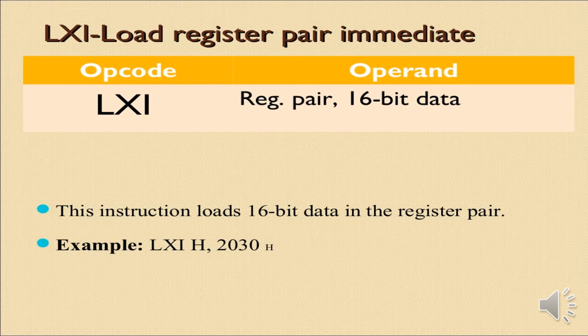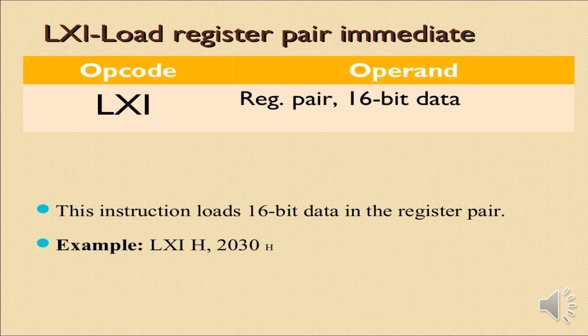The next instruction is LXI, load register pair immediately. A register pair stores an address. We cannot store a value directly in a single register, but the register pairs BC, DE and HL store 16-bit values. So here we can store a 16-bit value directly into the register pair, and that instruction is LXI, load register pair immediately.